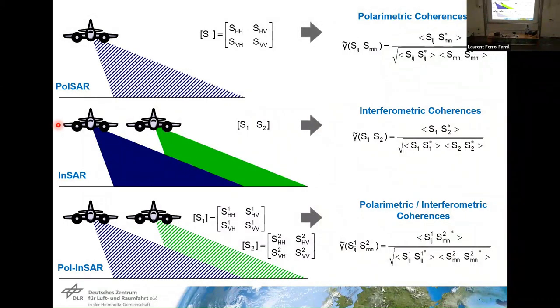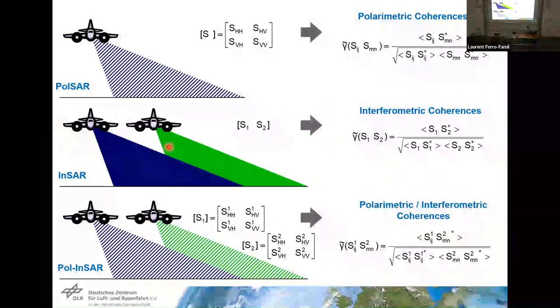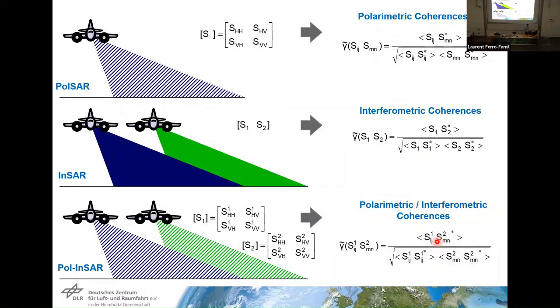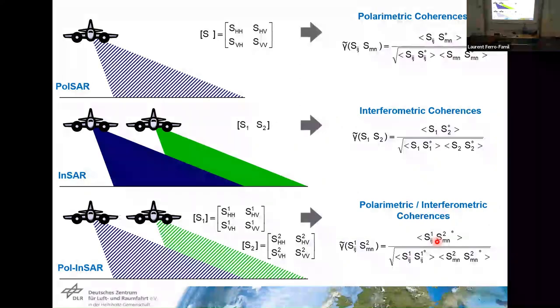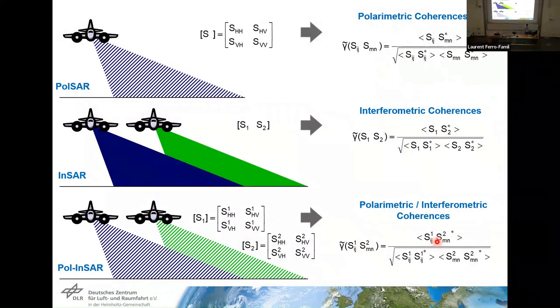In Pol-InSAR, you mix everything. Now you can combine, for instance, different polarimetric channels at the two extremes of the baseline. And then you have your polarimetric interferometric coherences. And they have a meaning, of course, and we will see later how to use them. But what is important now to remember is the fact that depending on the coherence that you have, you also have a different quality of your phase measurement.